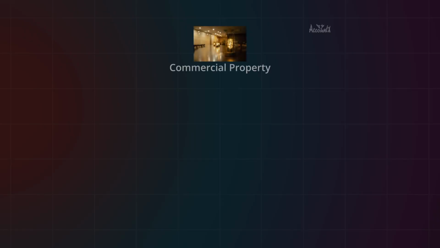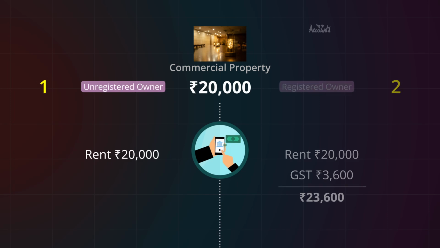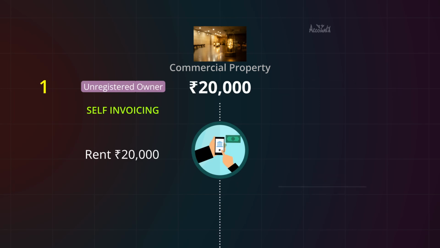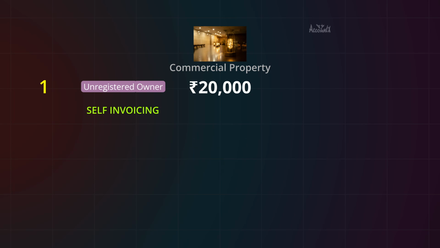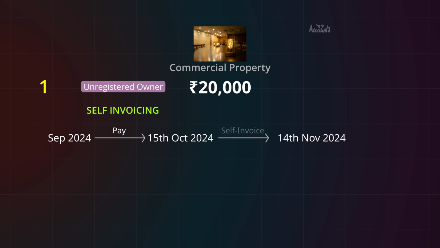To understand this better, let's continue with our earlier example. Again, here situation 1 is relevant because self-invoicing is applicable only on situation 1. As per agreed terms, let's say you have to pay rent on 15th day of the subsequent month. So for September 2021, due date is 15th October 2024. And you have to generate self-invoice within 30 days, that is by 14 November 2024. Otherwise, you will have to pay interest at 18% per annum.